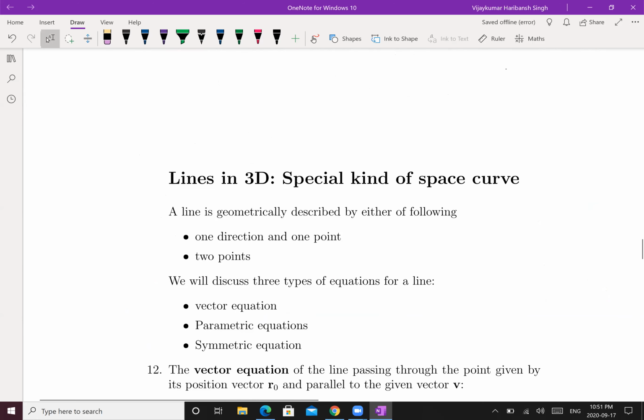All right, so now we will study a special kind of space curve, which is essentially a line. So how do we geometrically understand a line? Recall that what happened in 2 dimensions, almost the similar story gets carried to 3 dimensions, namely the following. How do we describe a line geometrically? You need one point plus direction.